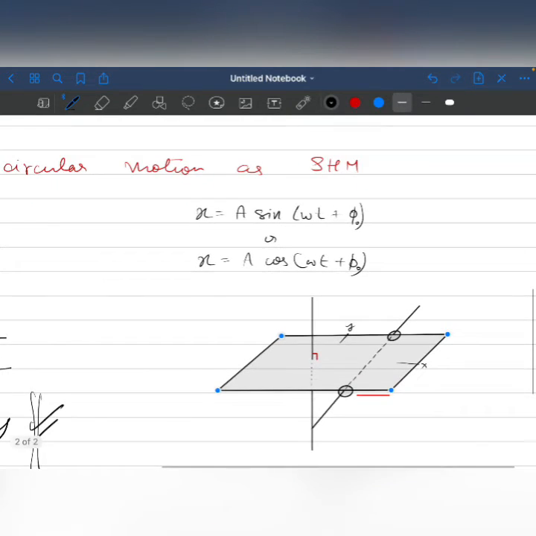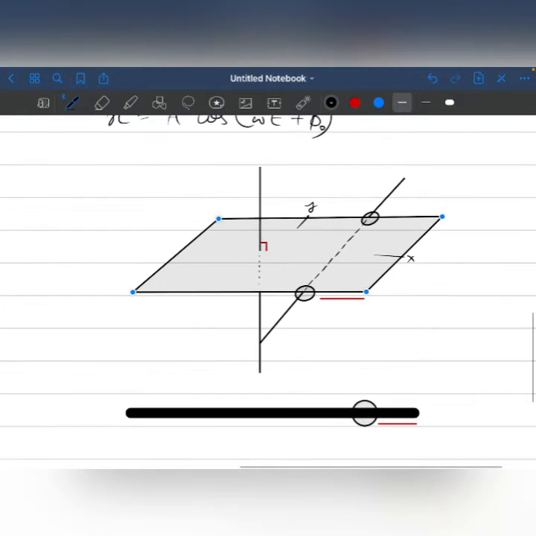Okay, now a lot of people are confused if x equals a sin(omega t plus phi) or x equals a cos(omega t plus phi). Now that is actually dependent on from where you take the phi naught and from where you start the clock at t equals 0, where the position is. Okay, now this is a very important concept.